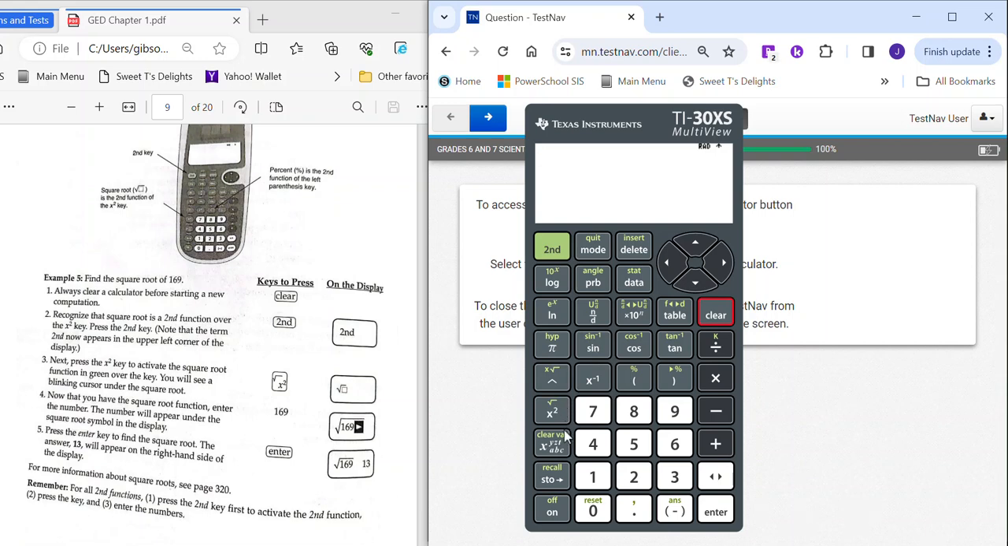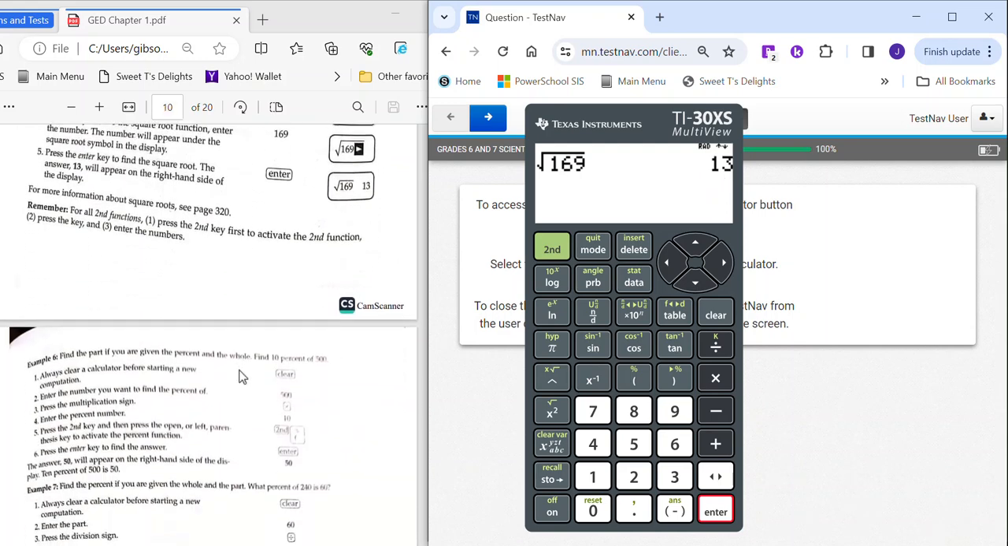Okay, now it says find the square root of 169. So what you would do is this here. You notice here the square root is this, I don't know what color it is on your calculator, but it sits up top. So we'll press second, the square root key, and then we would type in the 169. And then press enter. And it gives you 13.